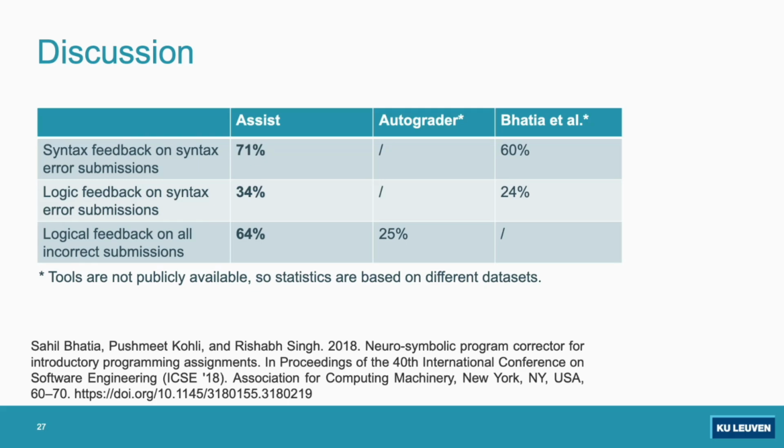Praet et al. expanded the methods of Singh et al. by first fixing syntax errors using recurrent neural networks. Their approach only fixes syntax errors and does not generate feedback for them. It is also important to note that the statistics can't really be directly compared, as the tools and datasets for Autograder and Praet et al. are not publicly available.